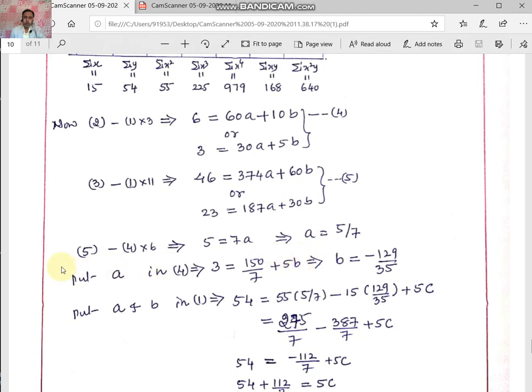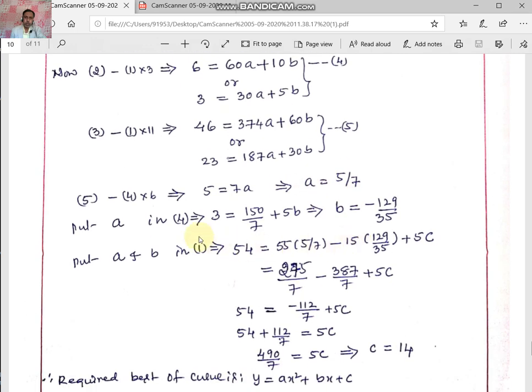Then 5 minus 4 times 6 gives 5 is equal to 7a. So therefore a is equal to 5 by 7. You got a value. And then put a value in equation 4, you will get b. b equals minus 129 by 35.